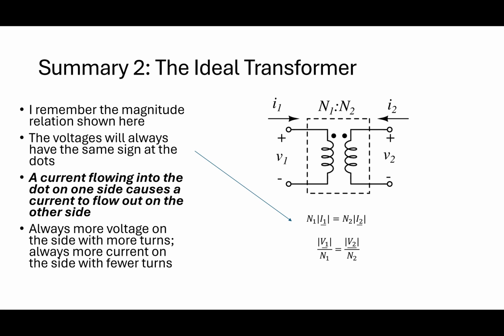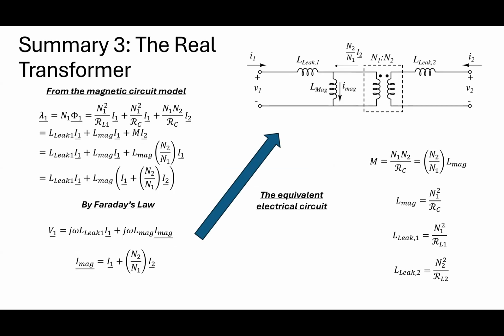If I do it that way, then I get the relationships I have here. So I relate the magnitudes. Again, I don't focus too much on testing you on figuring out the right polarity. The way I think of it is into the dot on one side, out of the dot on the other side. Then for a real transformer, making it real meant that we let the permeability be something non-infinite, and when we did that, we ended up with this model.